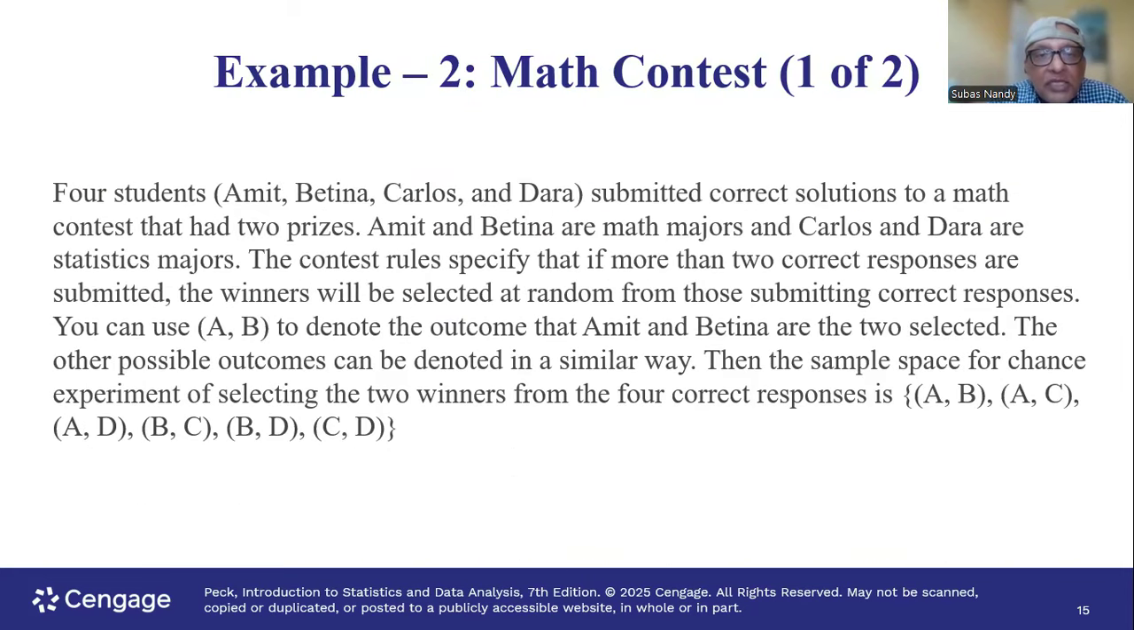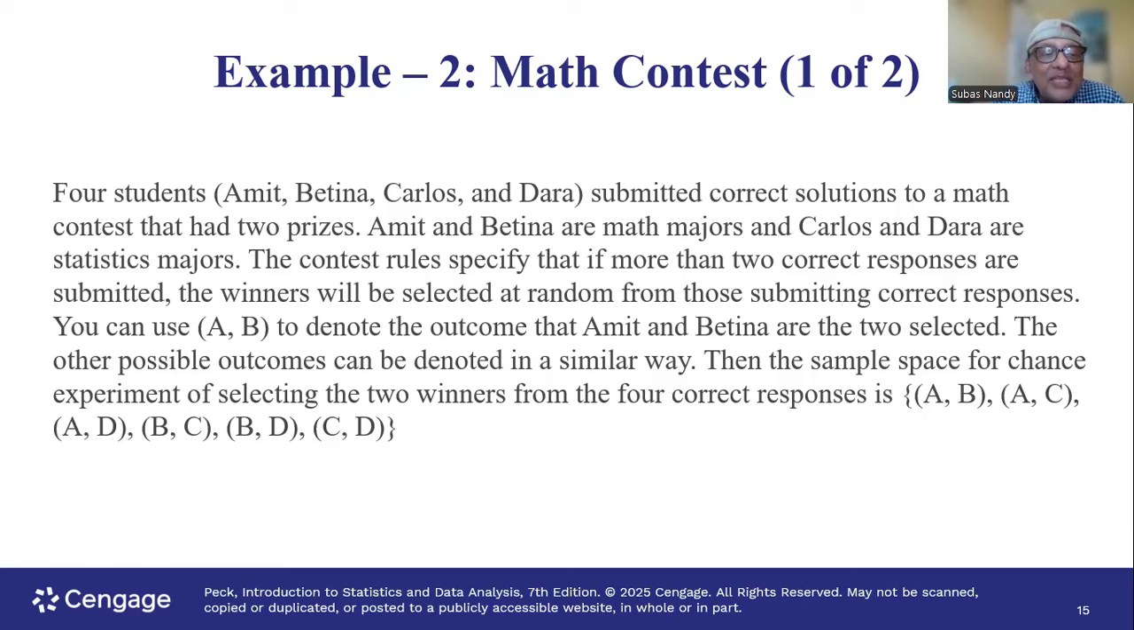4 students, Amit, Bettina, Carlos, and Dara, submitted correct solutions to a math contest that had 2 prizes. Amit and Bettina are math majors, and Carlos and Dara are statistics majors. The contest rules specify that if more than 2 correct responses are submitted, the winners will be selected at random from those submitting correct responses. You can use A, B to denote the outcome that Amit and Bettina are the 2 selected. The other possible outcomes can be denoted in a similar way.